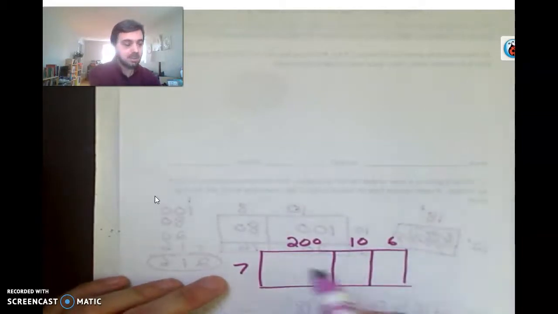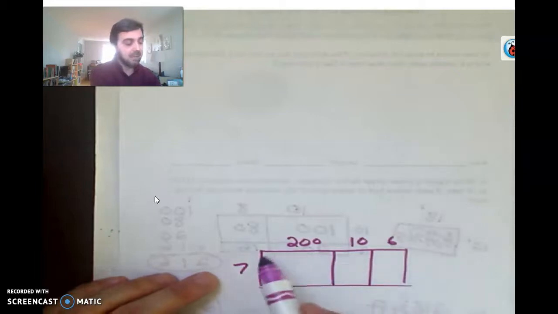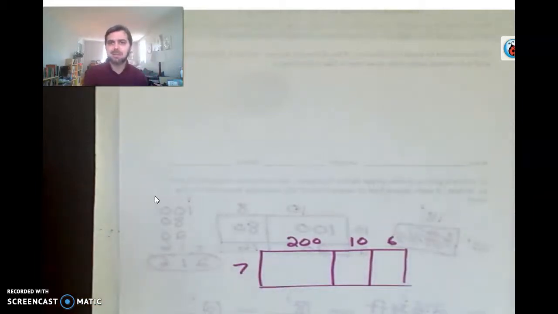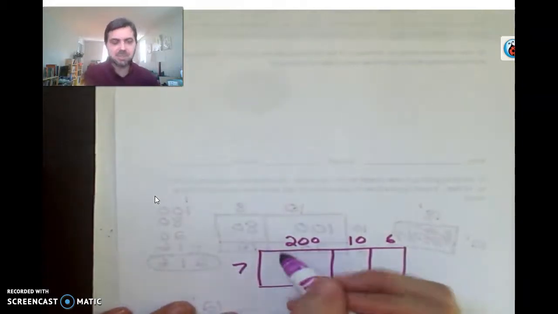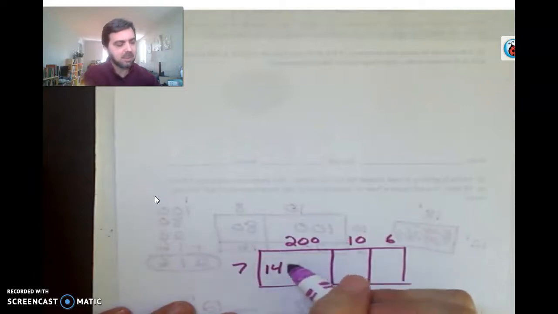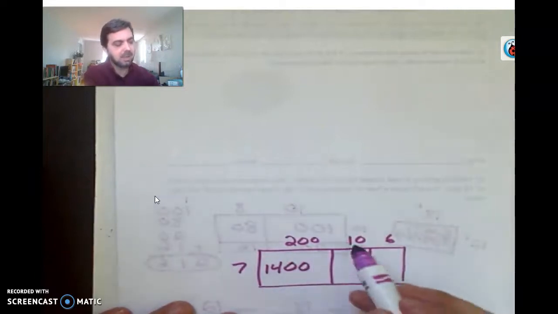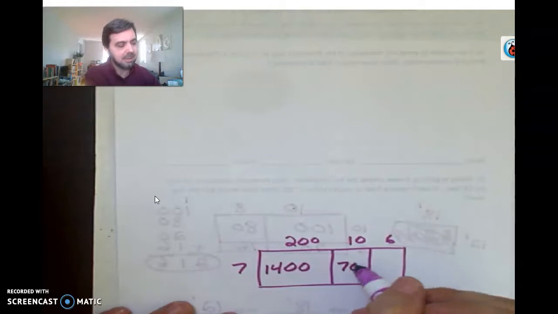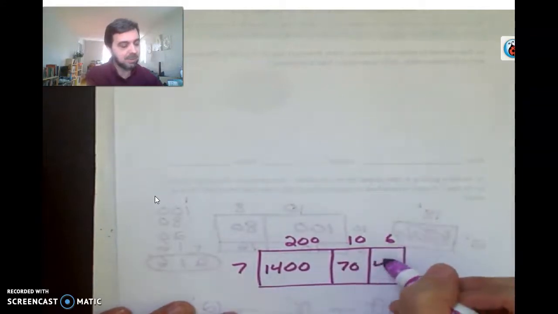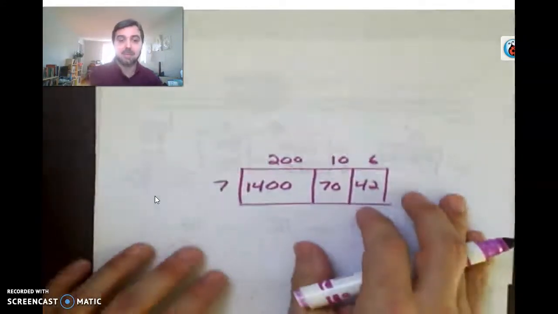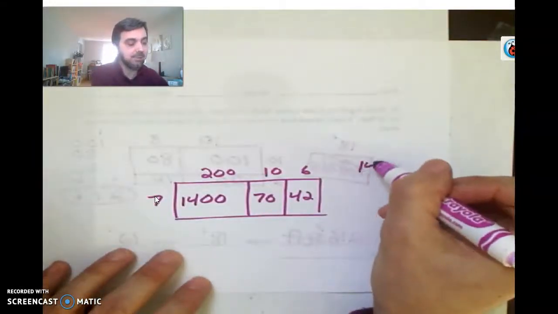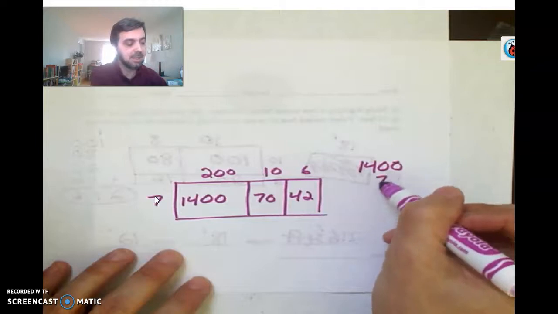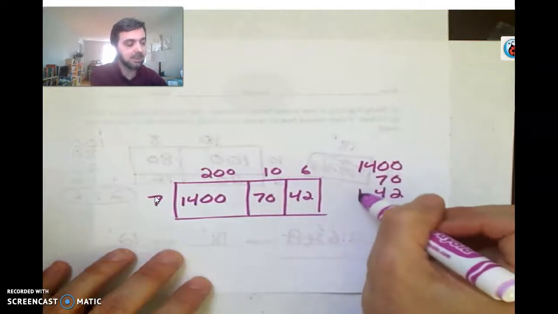Okay, so here's 200. So in other words, we have 7 rows of 216, but I can't do that all at once. So first I'm going to do 7 rows of 200. So I know that 7 times 2 is 14, and it's 1400. All right, 7 times 10 is 70, and 7 times 6 is 42. Now if I add those up, then I have 1400 plus 70 plus 42.